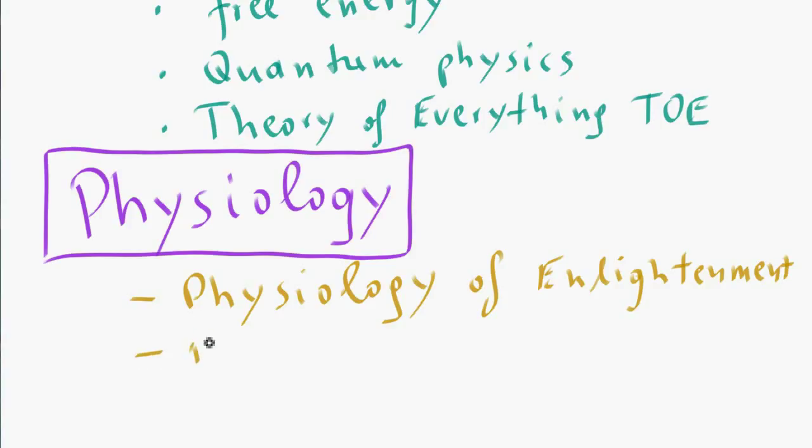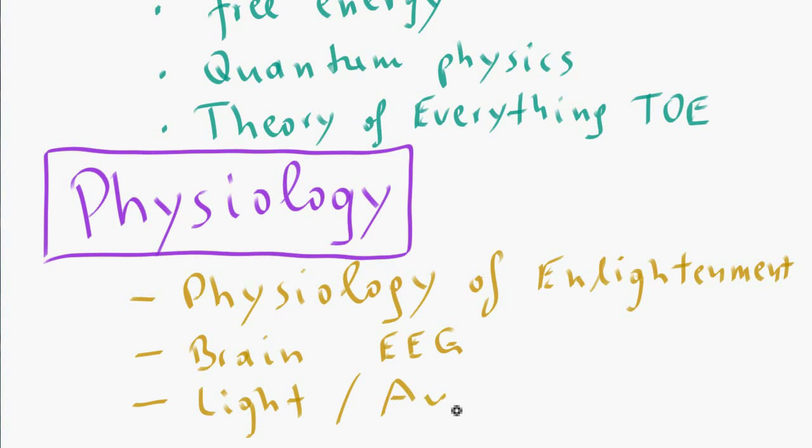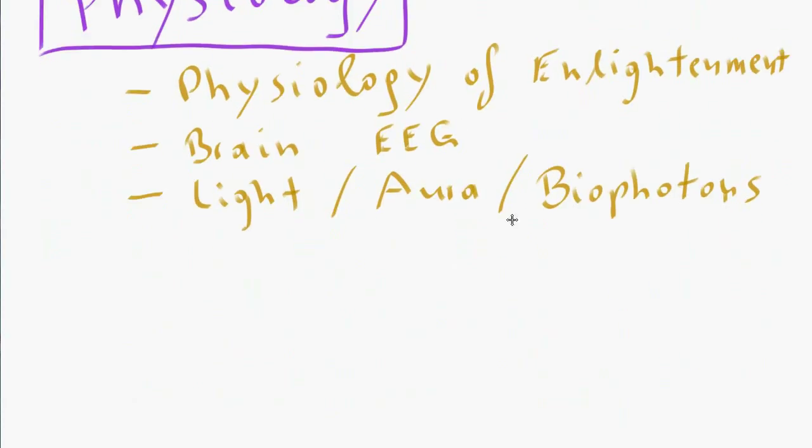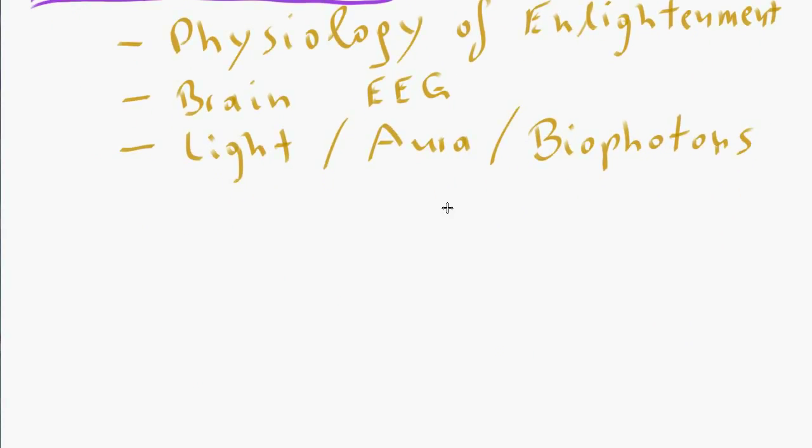So what's happening to your brain? We'll look into the brain research, the EEG, electroencephalography. What's happening to the functions of your body? What's happening with the light waves in your body, the auras, biophotons that have been researched, and very interesting things, very much knowledge there that's available, very well researched, but ignored by most of the science community.